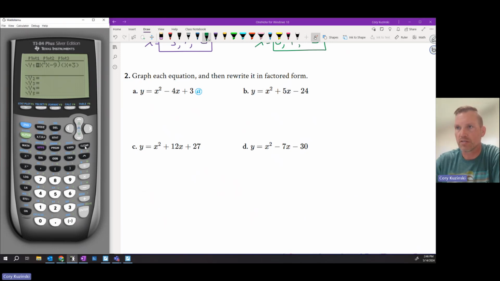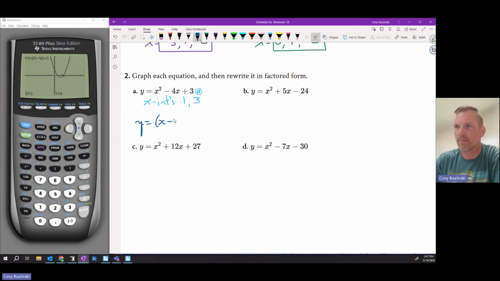All right, graph each equation and then rewrite it in factored form. x squared minus 4x plus 3, graph it. So the x-intercepts, you know what, I should probably change my scaling here. Let's go zoom 6. There we go. It's like 1 maybe. Let's trace it. Go 1. Yep, 1 is one of my x-intercepts. And my other one looks like it's 3. Yep, 3.